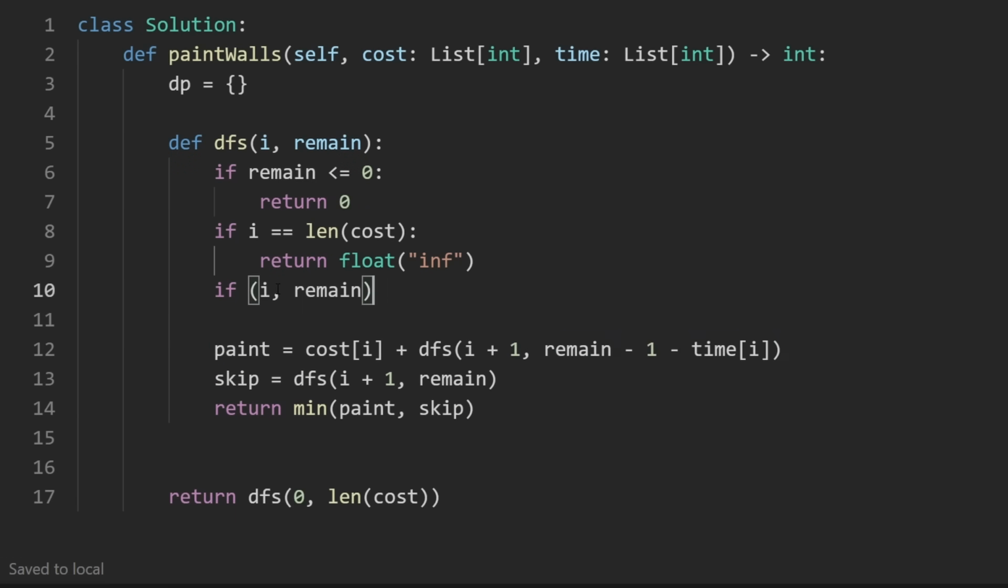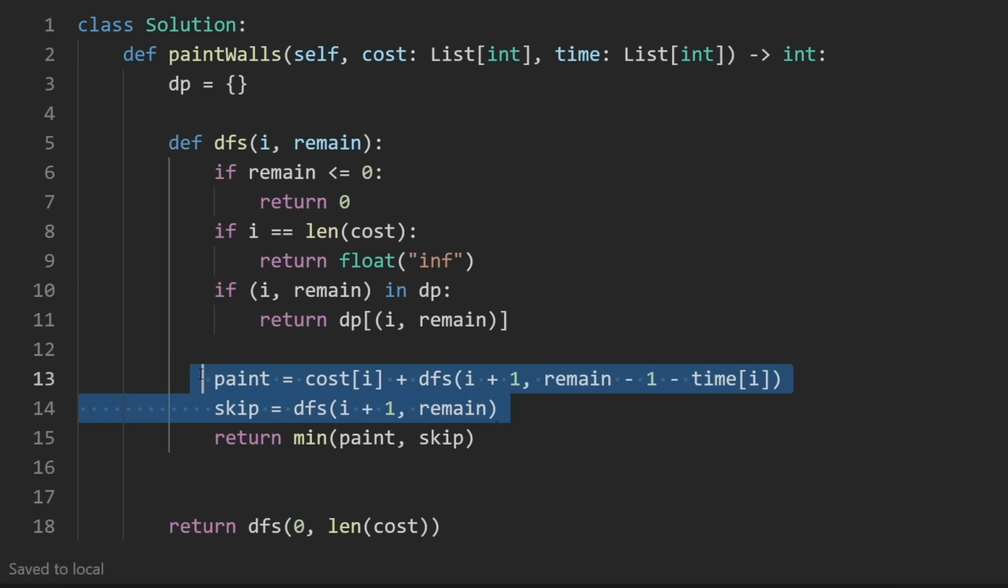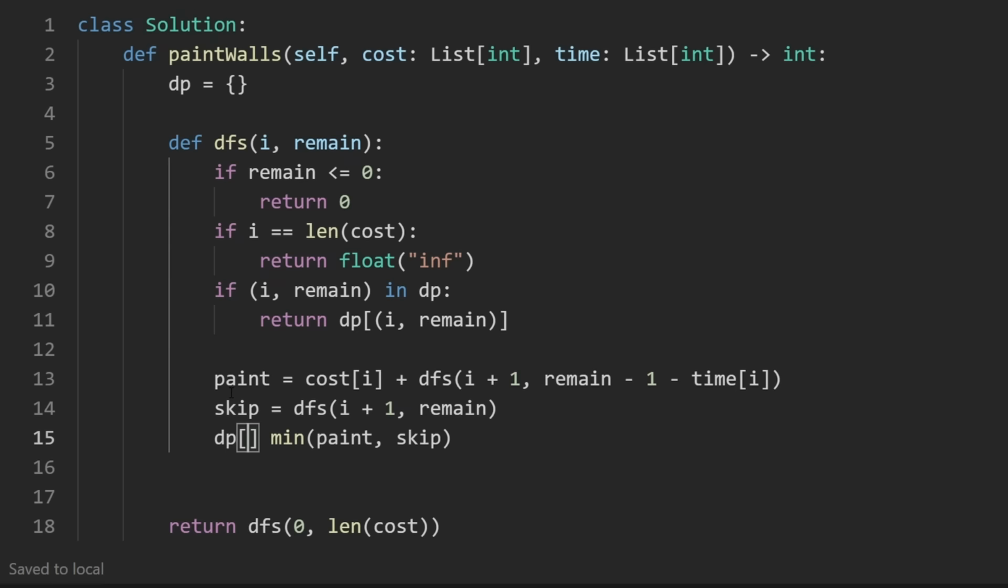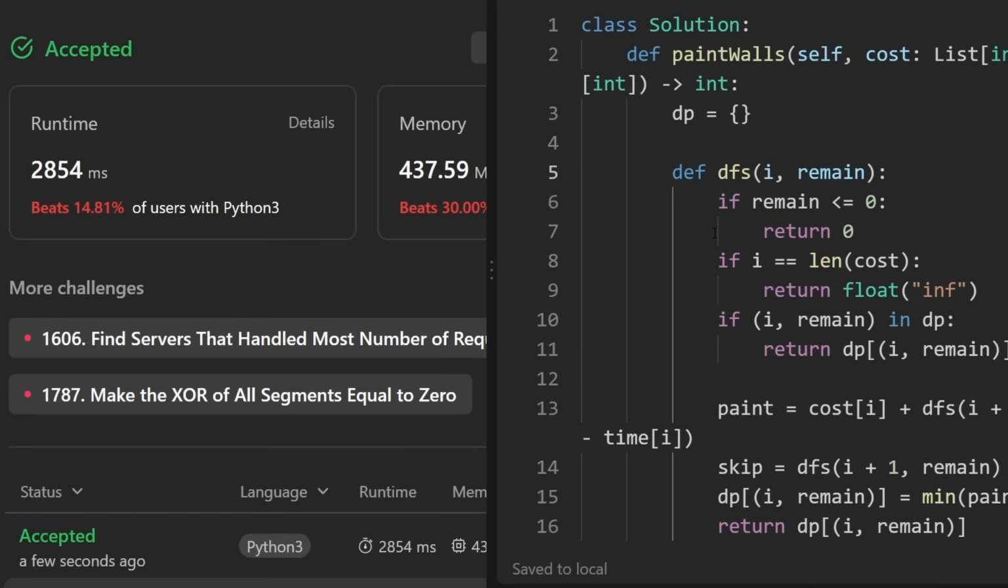If i, remain is in DP, then return whatever value we happened to cache here. But if it's not, then compute it and then throw it in the cache just like this, and then return it after we have cached it. And so that's pretty much the optimization that we make. The fact that we have 2 parameters is what makes this efficient. So now let's run this to make sure that it works. And as you can see, yes, it does.